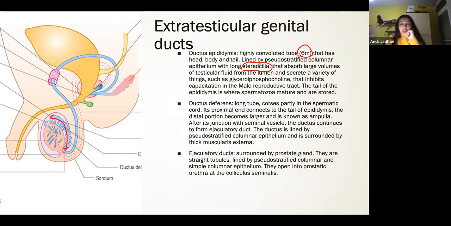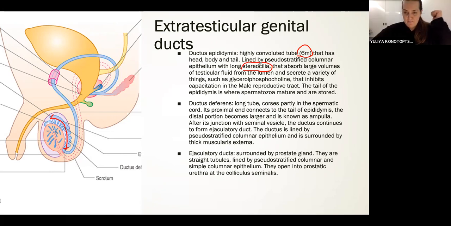Microvilli. Basically, they're microvilli. So don't forget, what are we doing here? We're trying to reabsorb the fluid. So what do I need for reabsorption? I need microvilli. There's so much fluid, so I need super long microvilli. And these super long microvilli are your stereocilia. So you use the stereocilia for this purpose.